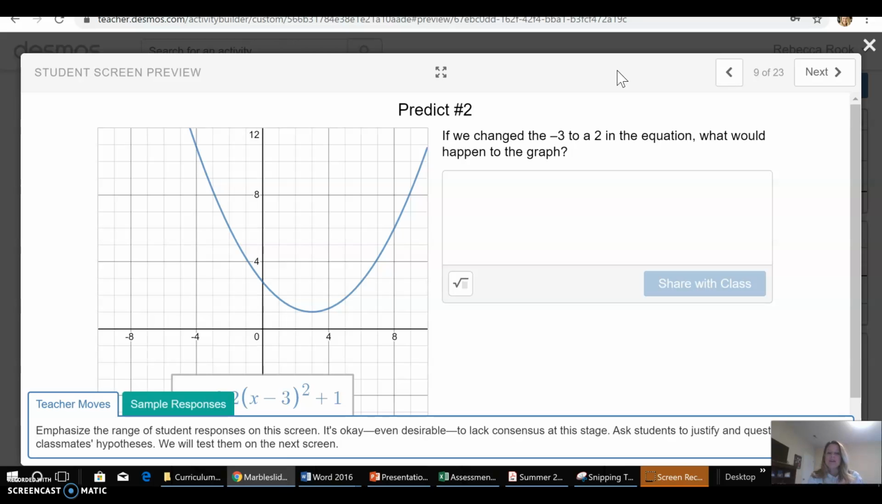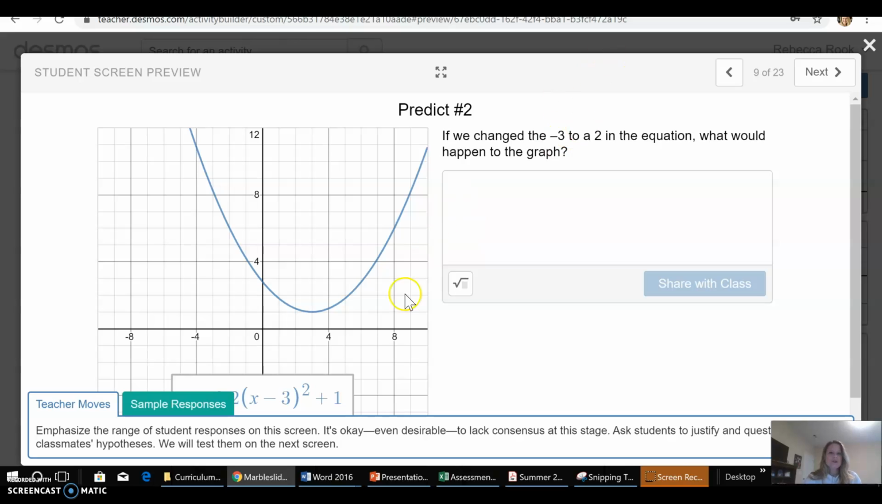You can also just copy certain slides within an already created teacher.desmos.com activity and then utilize them in yours. But this one asks the same type of questions that I just asked, but within teacher.desmos.com. And I love this because it asks a question like this. If we change the -3 to a 2 in the equation, so the equation is down here, you can't totally see it, but it says -2 times (x minus 3) all squared plus 1, what would happen to the graph?